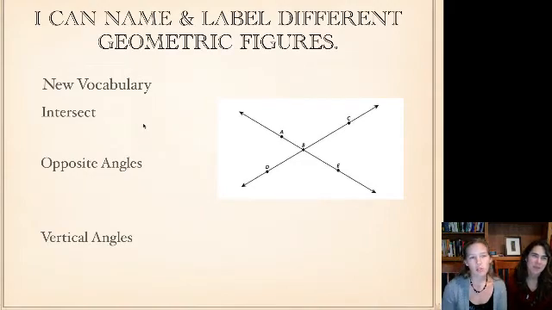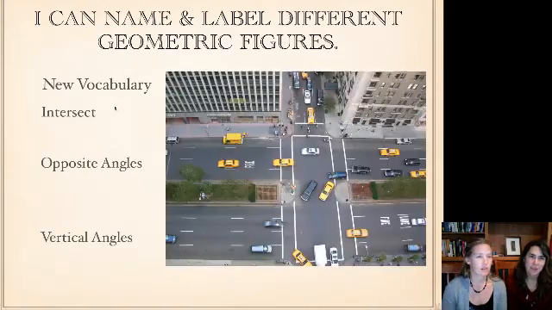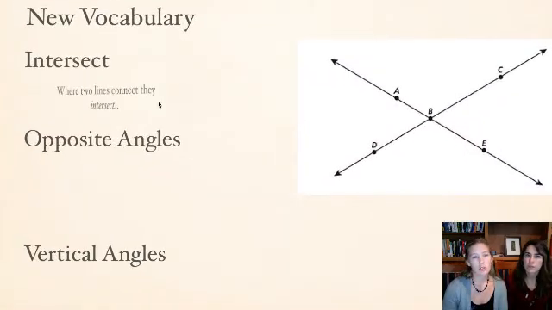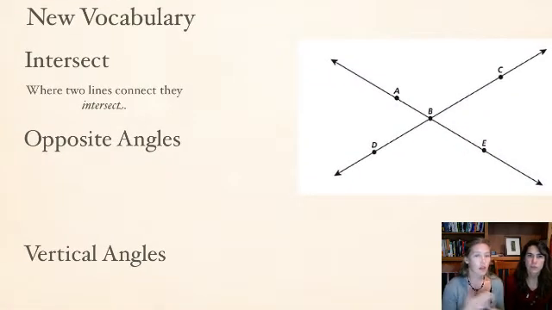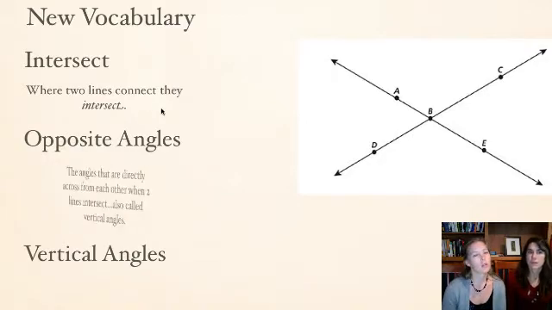All right, now on to our new vocabulary. The first one is intersect. If you think of an intersection when you're driving, the roads cross, right? It's where roads meet. So an intersection here is just where two lines connect. They intersect. Wherever they meet, that is an intersection. So that's what we're talking about when we say intersecting lines. And then we're going to use that for our next two.